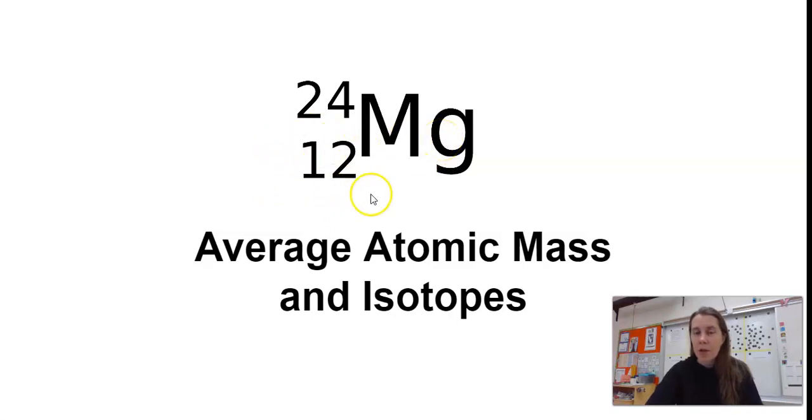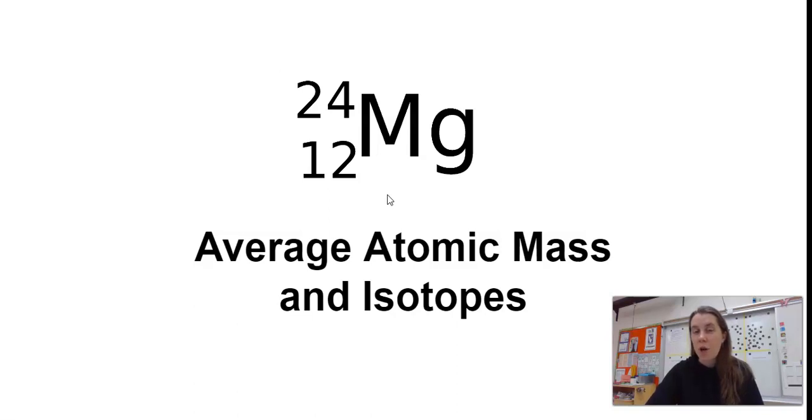The number here is the number of protons. So any time we're doing magnesium, it's always going to have 12 protons. So this is also the atomic number. And then the number up here is the mass number for this particular isotope of this element. All right, so an isotope is a version of a particular element that has a specific mass.